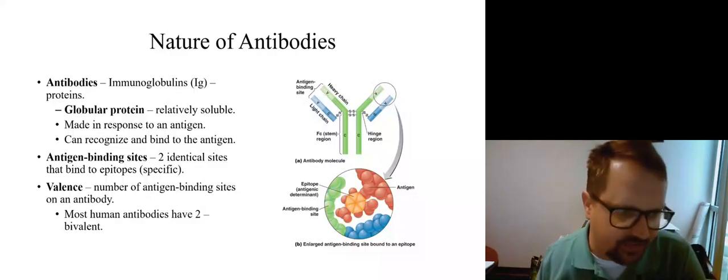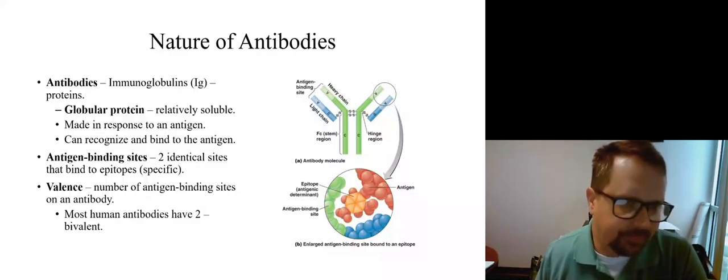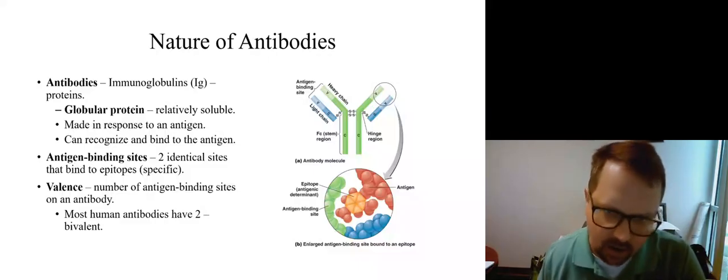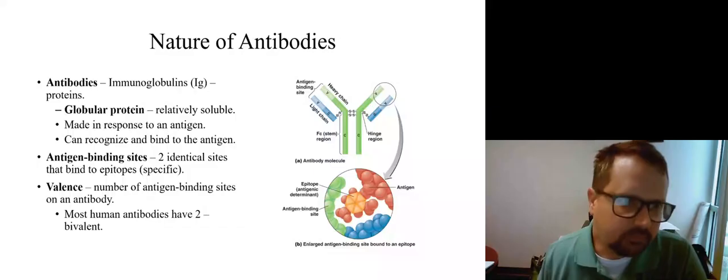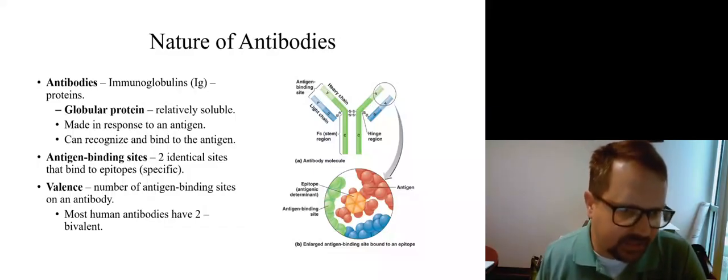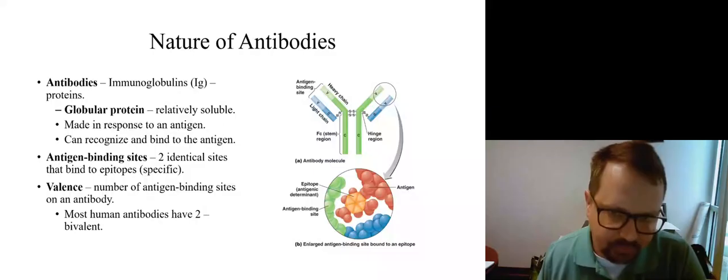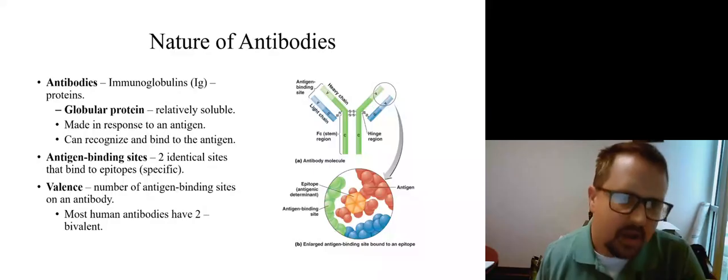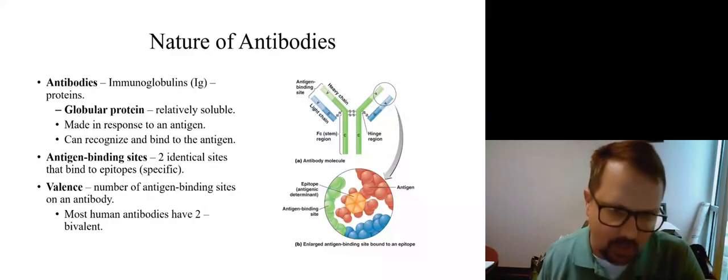So they are very specific. The 2 identical sites that bind to epitopes are your antigen binding sites, so they're made to the same one for these guys here. Okay. Now valence, the number of antigen binding sites, is always the same. They have some disulfide bridges here being shown in this antibody. A valence is the number of antigen binding sites that are actually on an antibody. Most antibodies only have 2, so they're called bivalent.